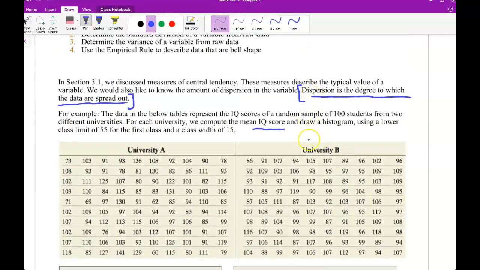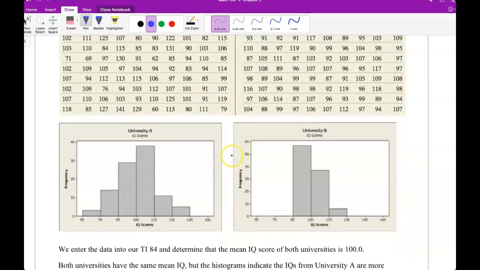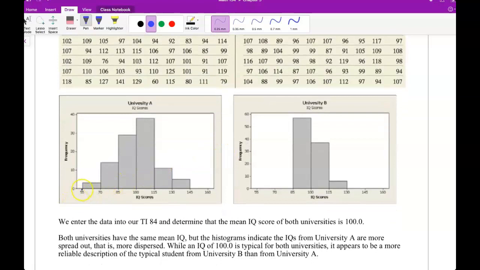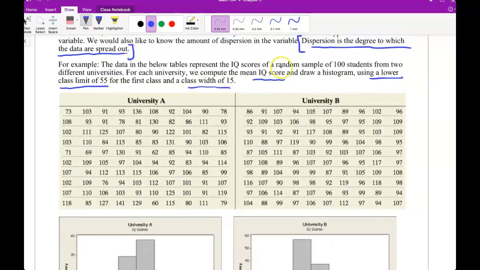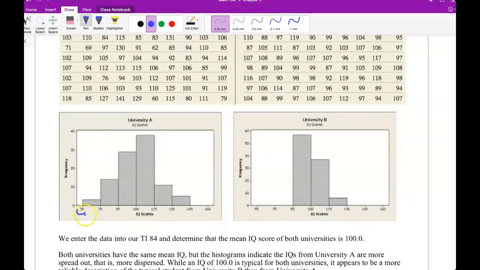So the lower class limit is 55 and the class width is 15. The difference between 55 and the next number, 70, is how we got our class width of 15.